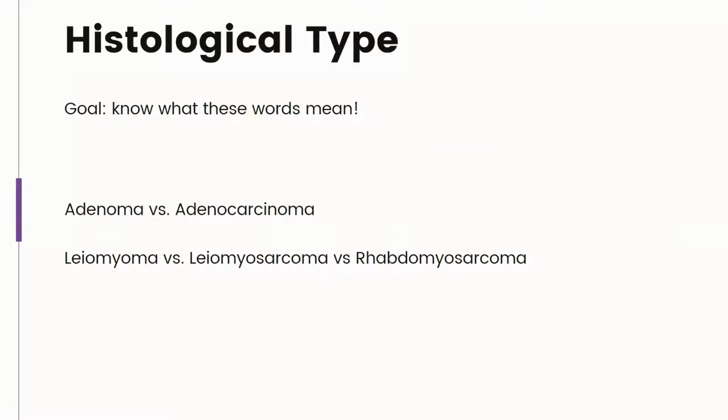The goal of learning this histological nomenclature as a classifying system is to know the difference between an adenoma and an adenocarcinoma. What's the difference between a leiomyoma, a leiomyosarcoma, and a rhabdomyosarcoma? That's what we're trying to get to.